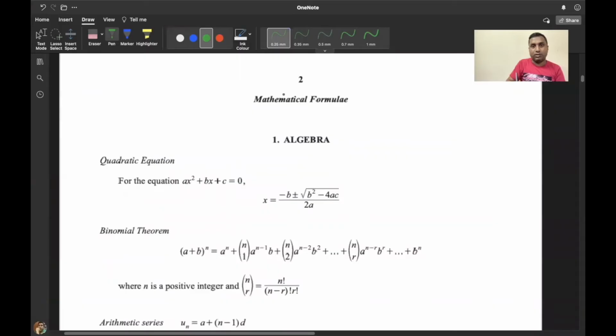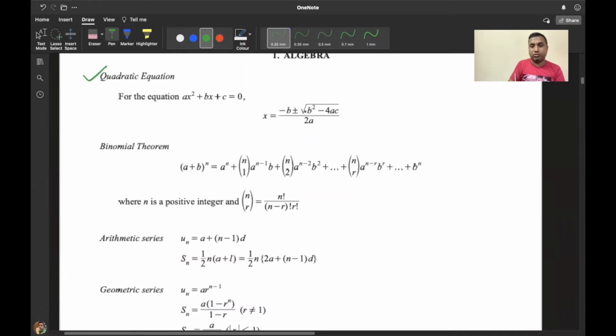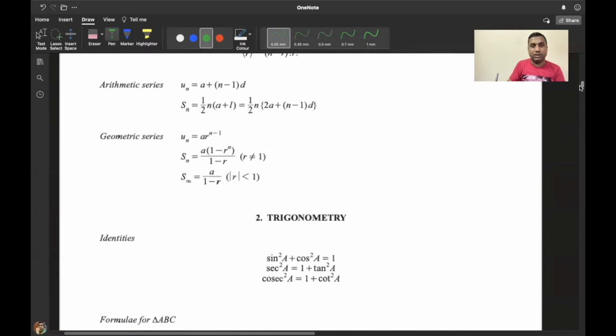Now let us start, that is all the questions from this paper 1. These all are formulas. You can see from here, this is quadratic equations, I mean ax square plus bx plus c, x equals to minus b plus minus root over b square minus 4ac divided by 2a. Then binomial theorem, binomial expansions, and nCr, n factorial, n minus r factorial, r factorial. Arithmetic sequence un equals to a plus n minus 1d, sn equals to half n a plus l, half n 2a plus n minus 1d.